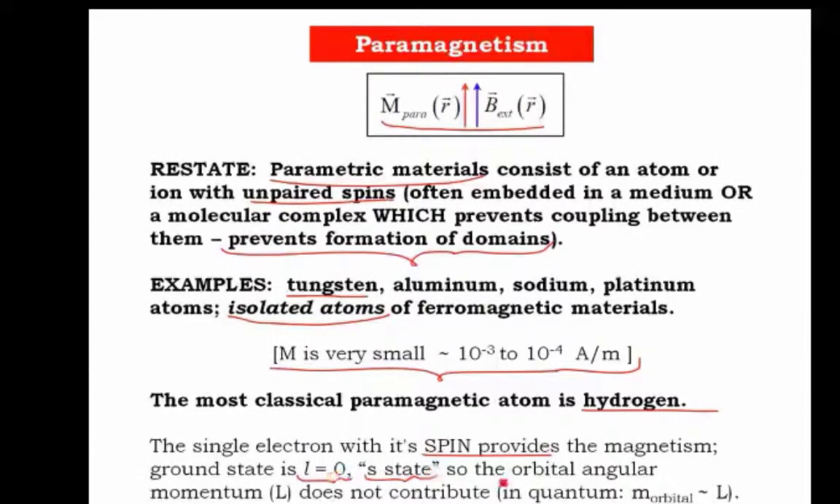So what that means is the orbital angular momentum, which we sometimes label as capital L, does not contribute. In quantum, remember, the atomic dipole due to orbital motion is proportional to L. So if L equals 0, we end up with 0 orbital magnetic moment. So as a result, the spin is the only important one. A lot of atoms have S states even when they have this unpaired spin, and so we don't worry about the orbital contribution to the magnetic moment. It's all due to spin.